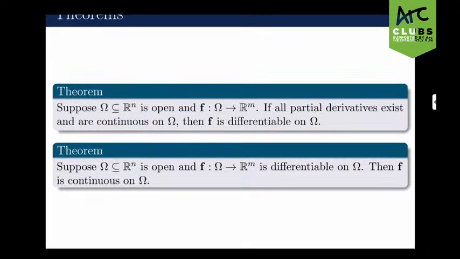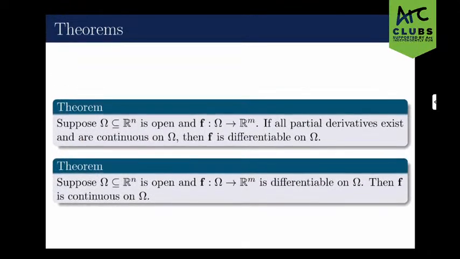Alright. So some of the theorems we have. If omega is open, and all partial derivatives exist and are continuous, then f is differentiable. More commonly, if you want to show whether something is differentiable, this is what you might want to do. By continuous here, we mean the partial derivatives are continuous. So it's not enough for the partial derivatives to exist. They need to be continuous in order for f to be differentiable.